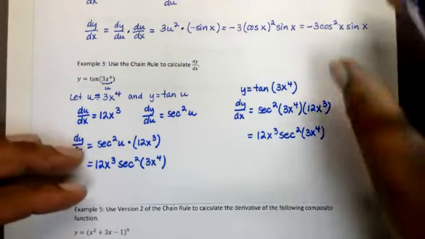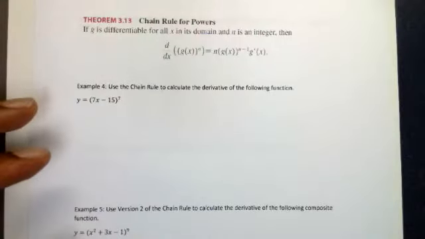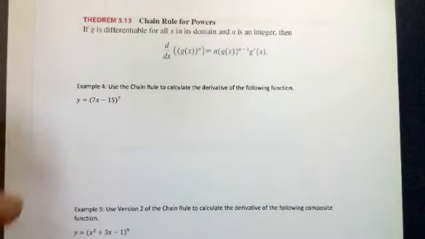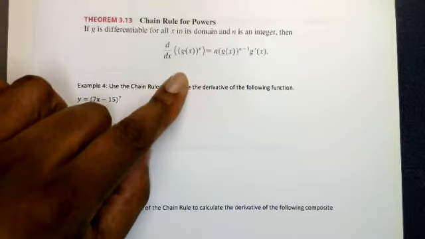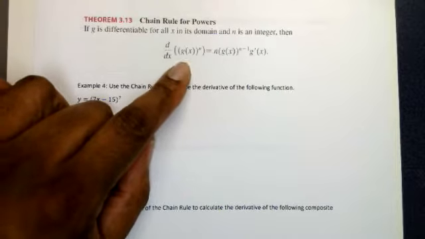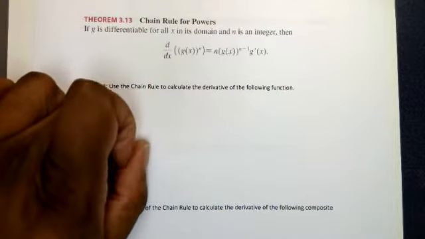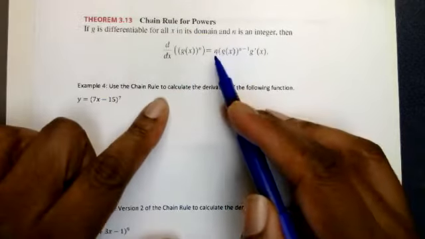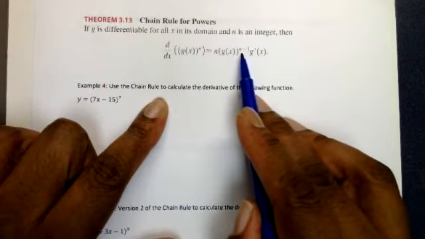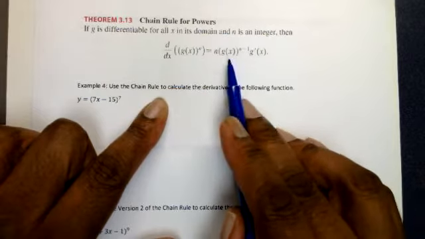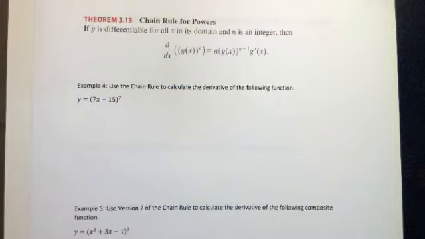All right, now let's look at the chain rule for powers. If g is differentiable for all x in its domain and n is an integer, then this will be our derivative here. With respect to x of g of x, and that's to the nth power. Here we bring the power down, copy over the g of x, and that'll be raised to the 1 less power, n minus 1, and then we take the inside derivative, g prime of x.